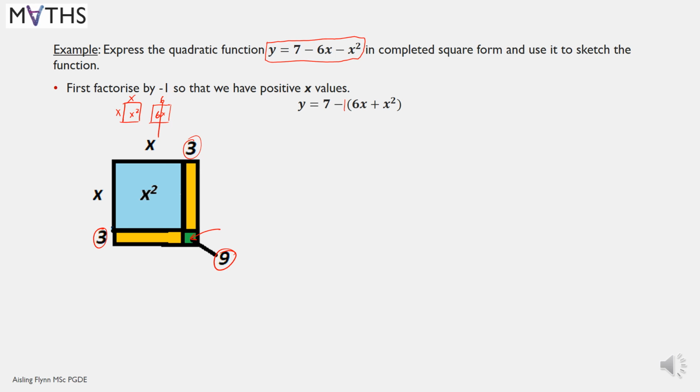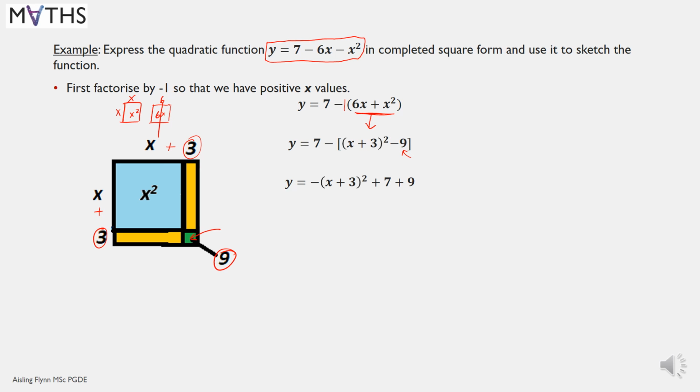So that was all the previous steps all done together there. Okay, so we can replace this bracket here with the expression x plus 3 to be squared minus 9. So that was the green square there.